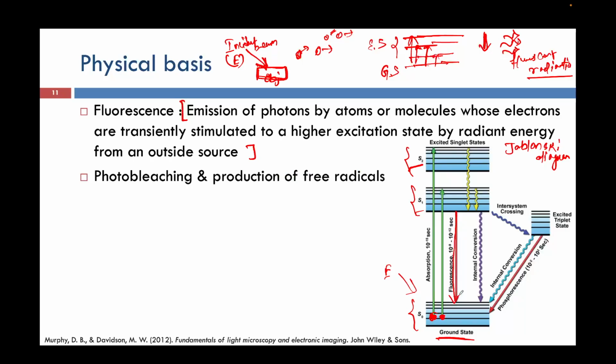So this is the ground state, but for the excited state, there are two different kinds of excited state. For now, we will see what those excited states are. One is the excited singlet state and another one is the excited triplet state.